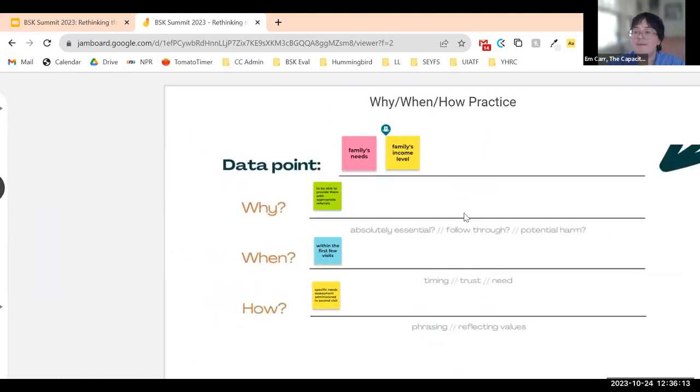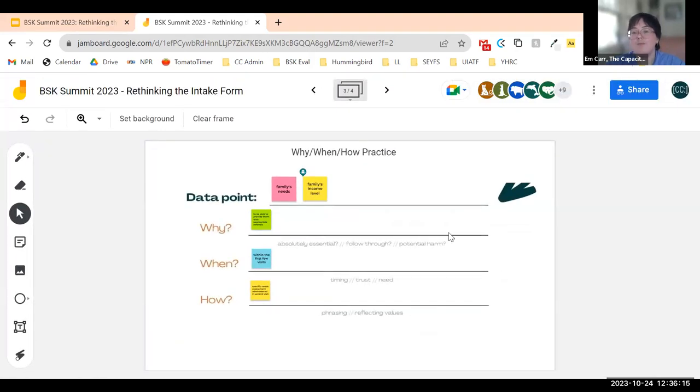So just to recap, I'm going to put us back into the same rooms and we're going to have some time to brainstorm, taking one of the data points we thought of earlier or a new one, bringing in the why, and then thinking about the when and the how. Okay, any questions? Great, I am going to put us all back into the rooms.